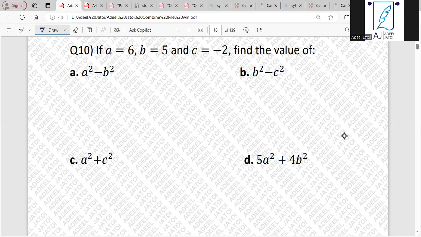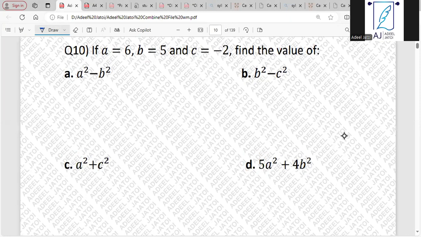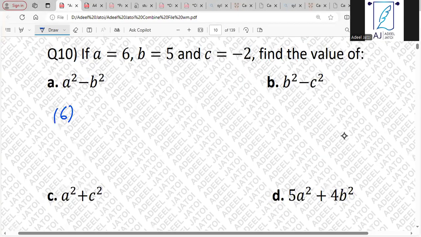So what we know is that A is 6, so this would be 6 squared minus, B is 5, so this would be 5 squared. So 6 squared is 36 minus 25. So 36 minus 25 will become 11. So 11 will be the answer for part A.